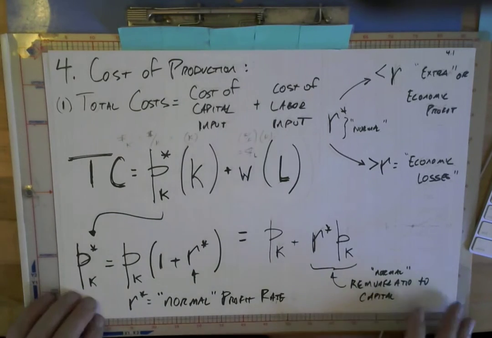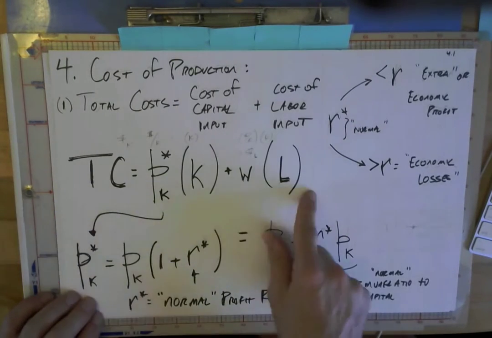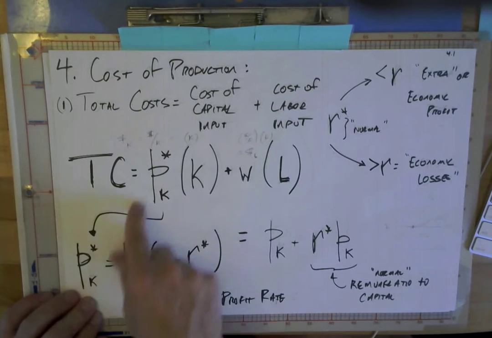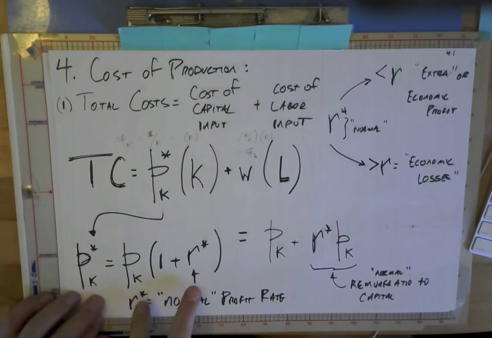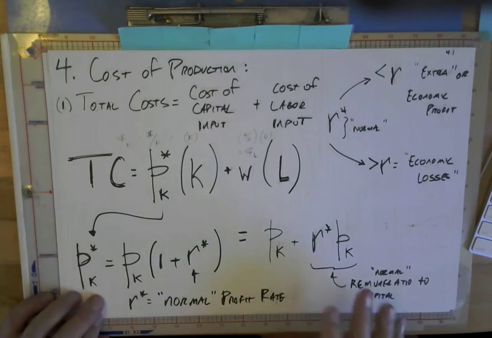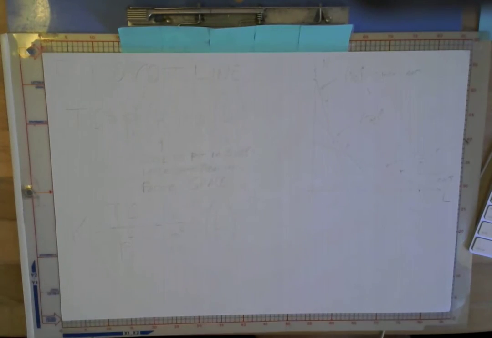We're going to talk about some of that, but for our purposes here, when we draw the cost curve, you need to know that included in the price of capital is that normal rate of return. Right, so with that, we move to drawing this.